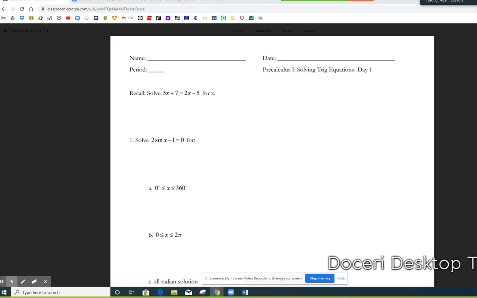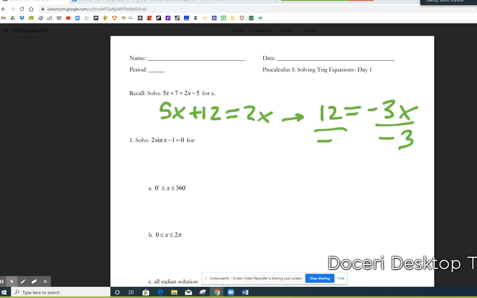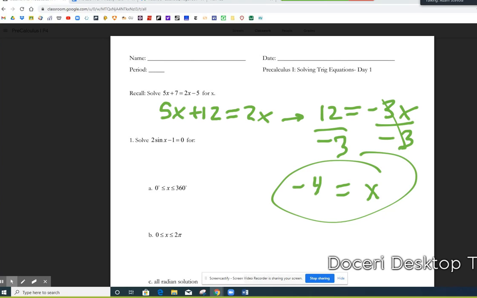All right, so first thing I'm going to do is add 5 to both sides. So I get 5x plus 12 is equal to 2x. Then I can subtract 3x on both sides, and I get 12 is equal to negative 3x. So I added and subtracted on both sides first. Then I divide by negative 3, and I get x is equal to negative 4. If you can do that, which I'm sure most of you can, you're halfway there to solving a trig equation already.